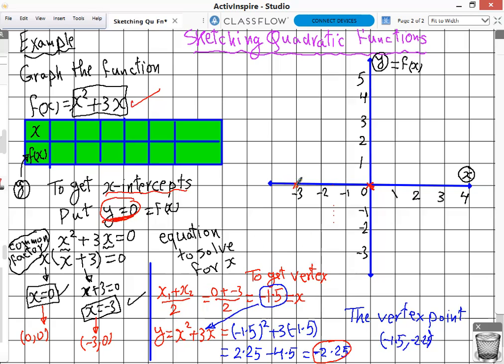Okay. You see the two points on the line? What is the vertex? It must be in the middle. Well, how can you get the middle? It's the average.